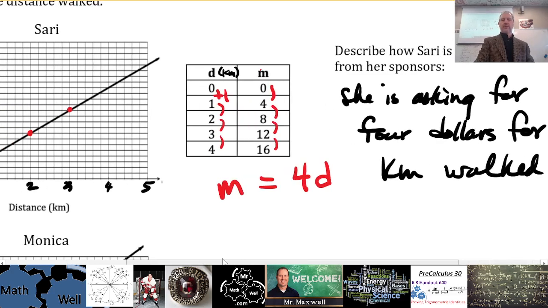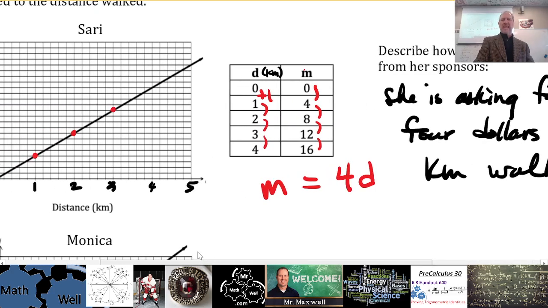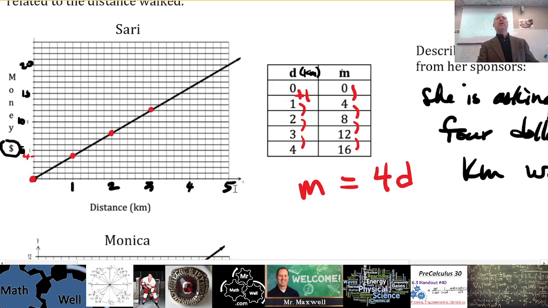Excellent. Okay. So what if she walks 10 kilometers? That's not on the graph. Is there any way we could figure out how much money the sponsor would owe if she walked 10 kilometers? Probably 10 times 4. It would probably be 10 times 4, exactly, yeah. So what's that? 10 times 4 is 40. Okay? You guys get it?